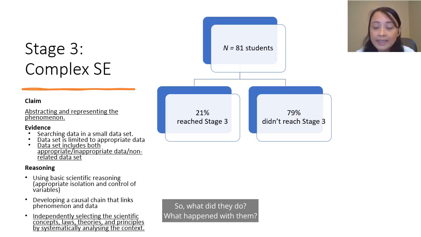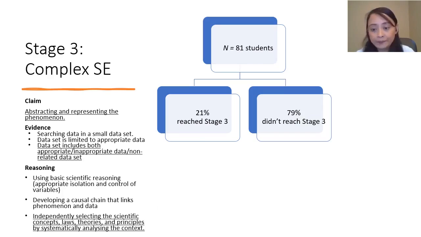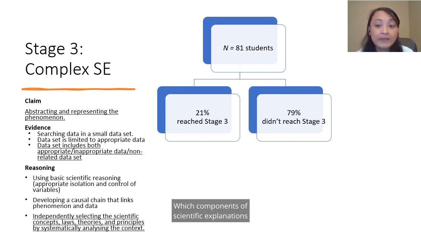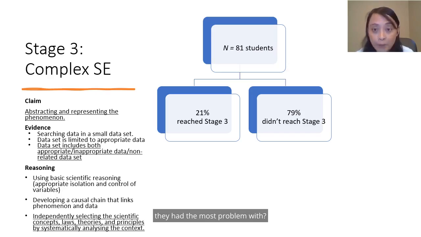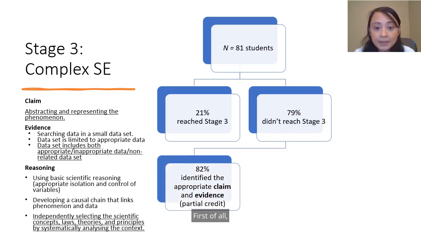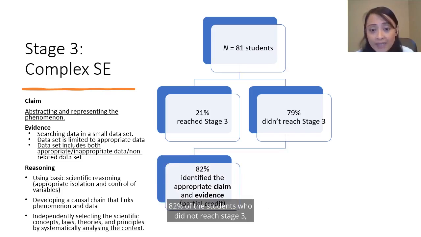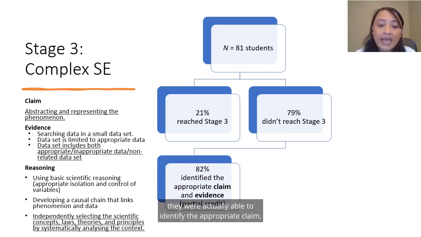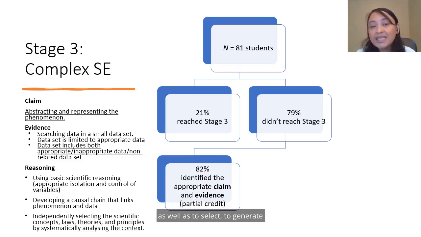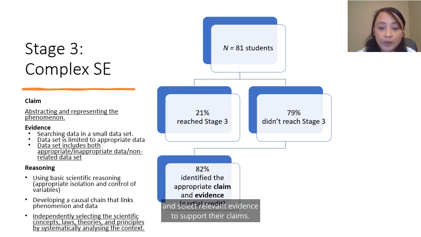So what did they do? What happened with them? Which components of scientific explanation did they have the most problem with? So first of all, 82% of these students who did not reach stage 3 were actually able to identify the appropriate claim, as well as to generate and select relevant evidence to support their claims. Hence, these students actually received partial credit.